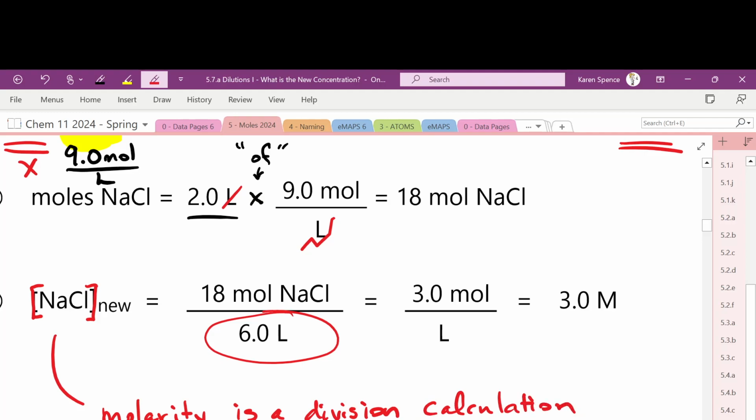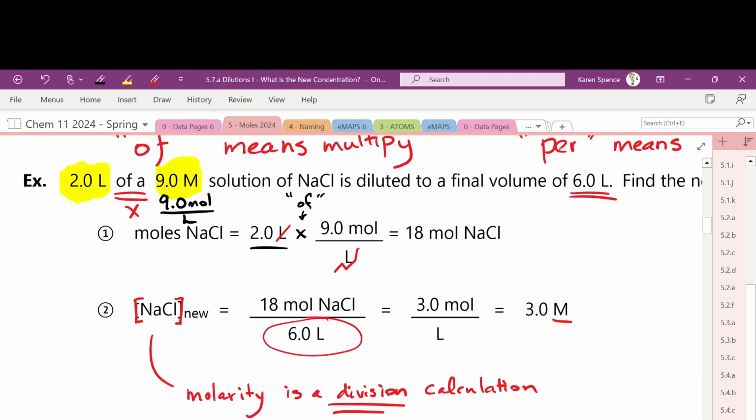We have 18 moles per 6 liters, yes? Per means divided by. So we have 18 moles per 6 liters. That equals 3 moles per liter, which we can then rewrite as 3 molar. Is that good? Okay. So that's how you take an initial quantity and you dilute it and you find the new concentration, the new diluted concentration.